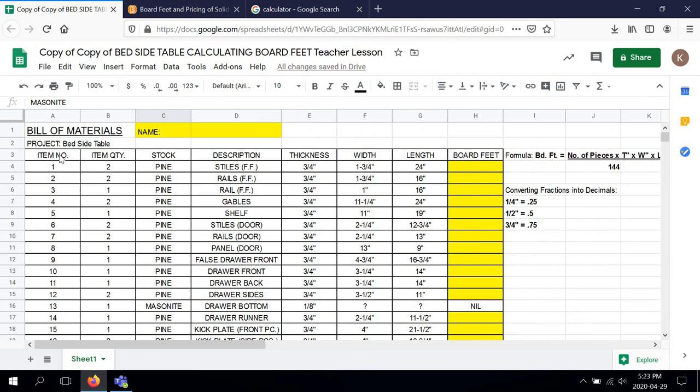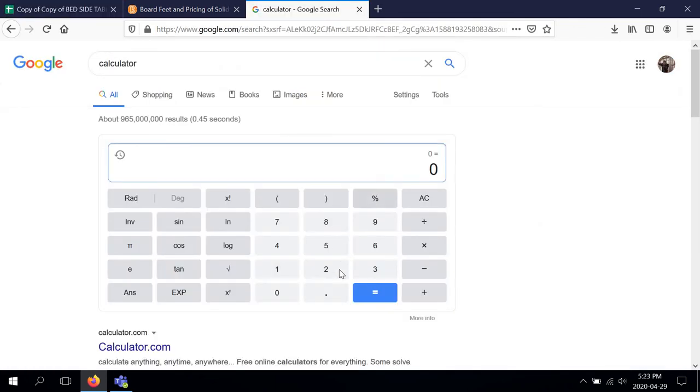So let's do the first one. So item number one, the number of pieces is 2 in our formula. The thickness is 1 and the width is 1¾ inches, which is 1.75, and the length is 24 inches. So that is a number of pieces 2 times 1 times 1.75 times 24 equals 84. Now we also have to divide that number by 144 as per the formula, and that gives us 0.58. So that's the answer, 0.58.